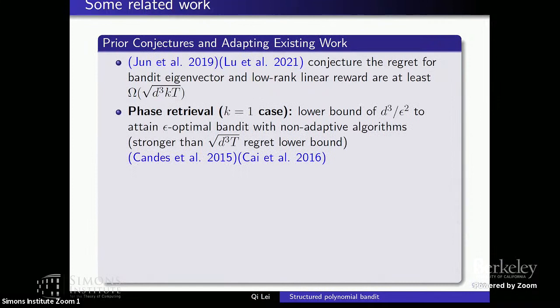And we can also see that if k, remember k is the rank of the matrix, is 1, then the problem is reduced to bandit phase retrieval, because we observe a transpose some vector, squared. And phase retrieval has also been studied a lot, and there is a lower bound of d cubed over epsilon squared to attain an epsilon-optimal bandit among all non-adaptive algorithms, which is actually stronger than the square root of d cubed T regret lower bound.